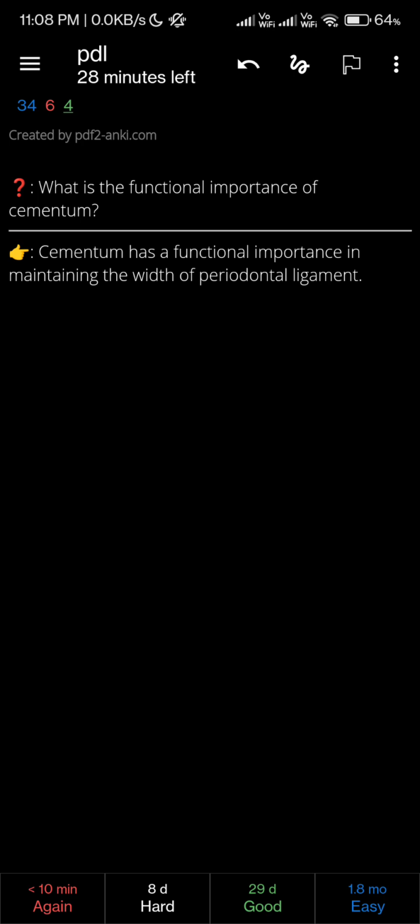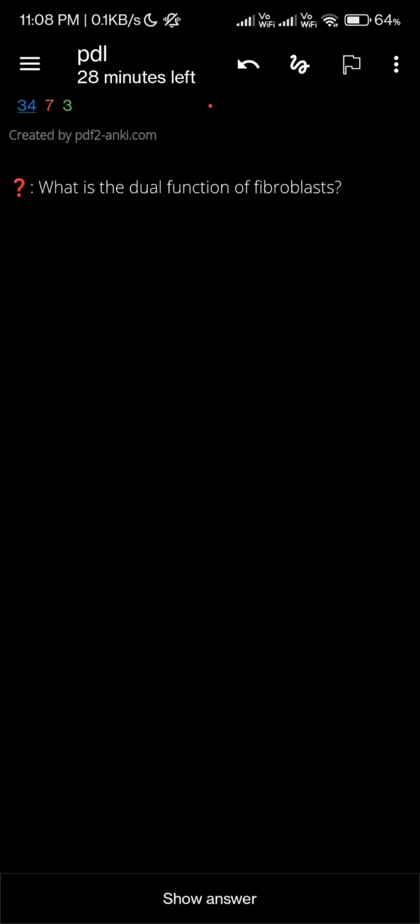Cementum has a functional importance in maintaining the width of the periodontal ligament. What is the dual function? The dual function is formation as well as degradation of collagen. That is the dual function.